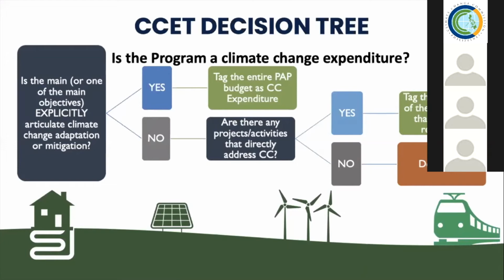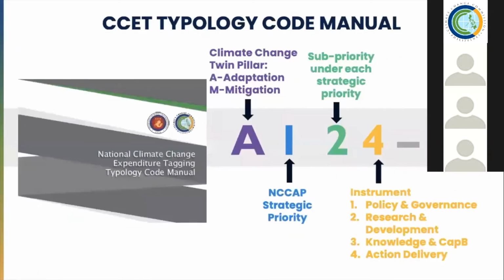If no, are there any projects, activities, or parts of the PAP that directly address climate change? If yes, tag the proportion of the expenditure that is climate responsive. If no, do not tag that PAP. Now let's go to the CCET Typology Code Manual and its code structure.